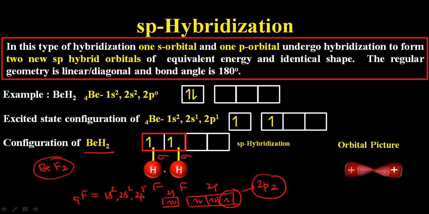So if we have to show the diagram here, we can show it as Be. This is the sp hybrid orbital, which can overlap with the 2pz orbital of the fluorine atom to form a sigma bond. This is the second fluorine atom, and its 2pz orbital overlaps to form a sigma bond. So there are two sigma bonds in BeF2.